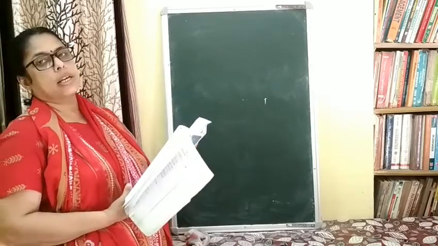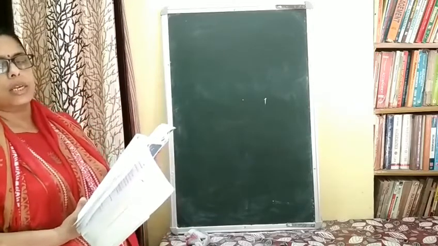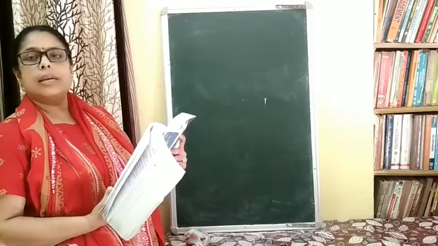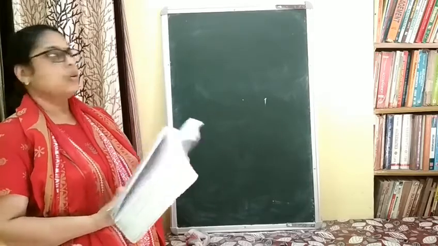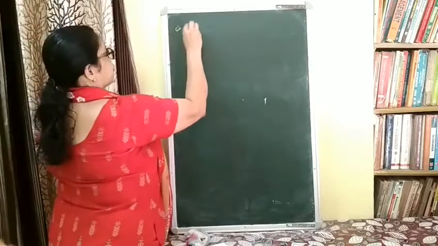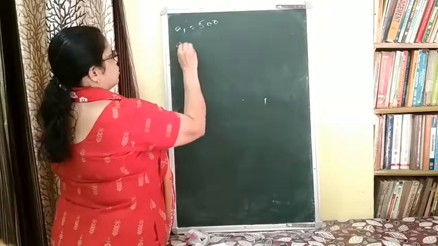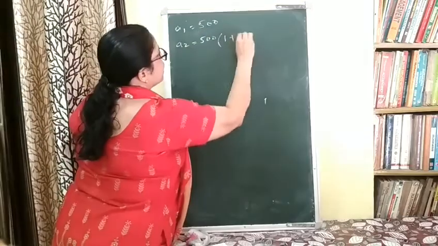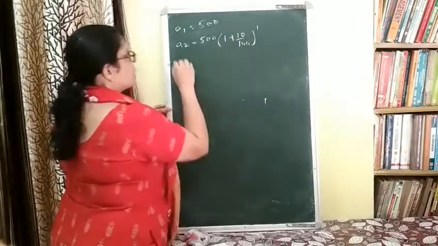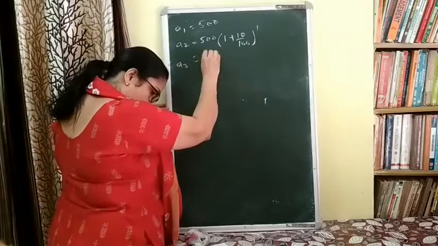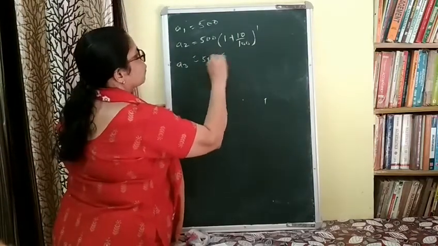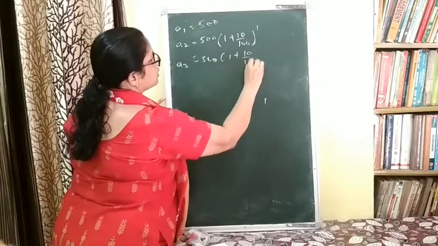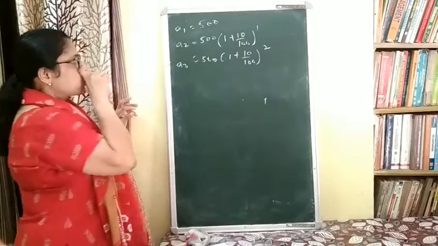In lower classes you had A equal to P into 1 plus R upon 100 to the power n. The first amount will be the same: A1 is 500. A2 means second, 500 into 1 plus 10 upon 100 raised to power 1. A3 is 500 into 1 plus 10 upon 100 raised to power 2, that is after the second year. In this way you will go on solving.